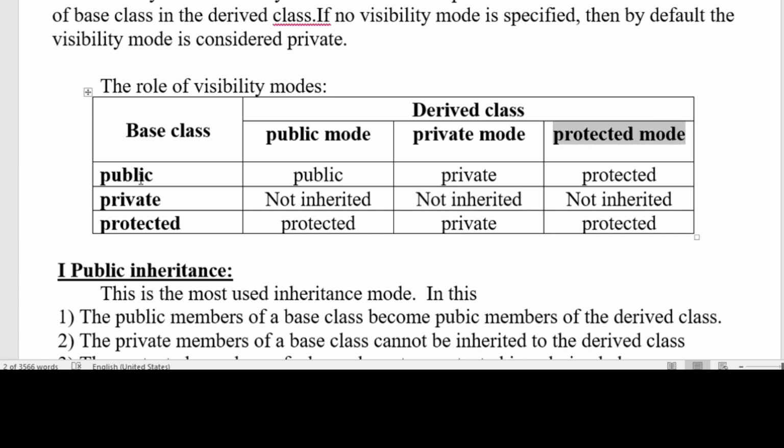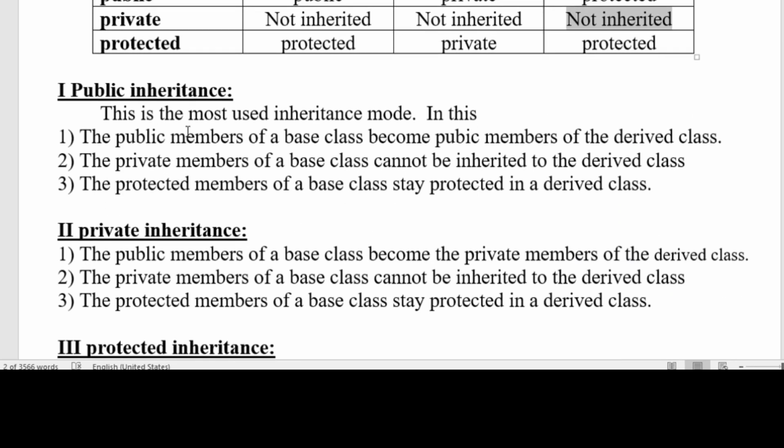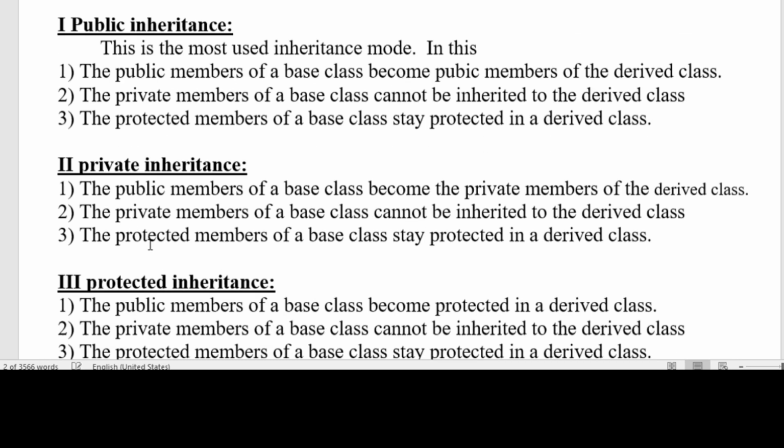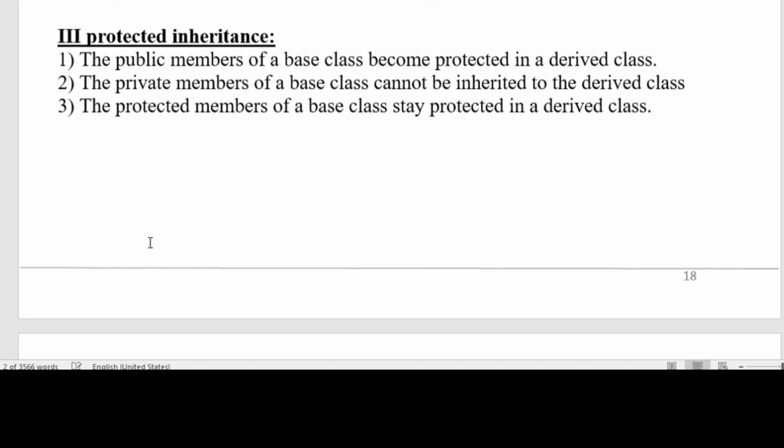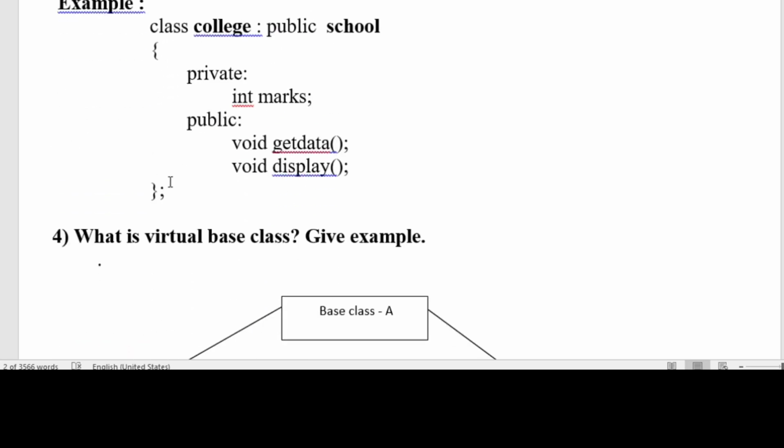Protected mode, look here. Public members of the base class remain protected. Protected members of the base class remain protected. Private not inherited. These points are given here. You can go through these points. Public inheritance, private inheritance and protected inheritance. Then a small example. If you want, you can write this example or you can skip this.